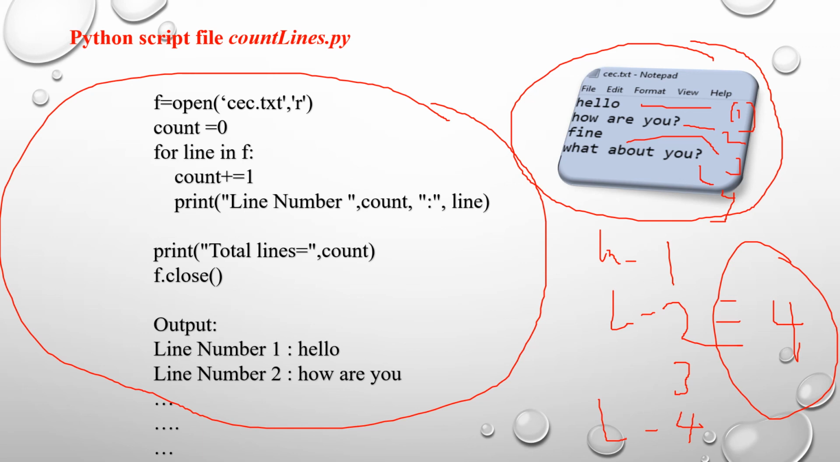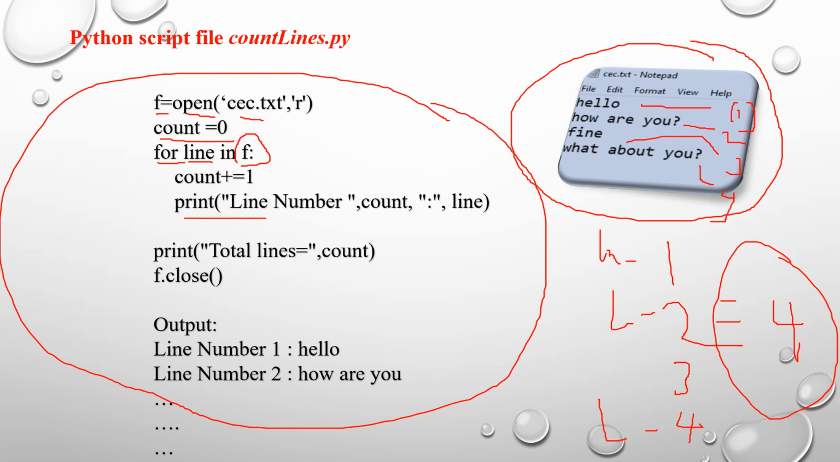Here I'm going to access the file by using a file variable name, f equals open, the file name is cec.txt and the mode is read mode. Before initializing the loop, I assign the count value as 0. After that I declare the loop: for line in file. After that I update the count: count equals count plus 1, or count plus equals 1.